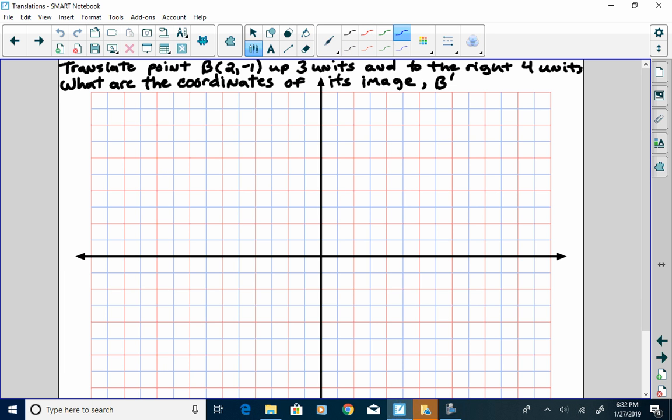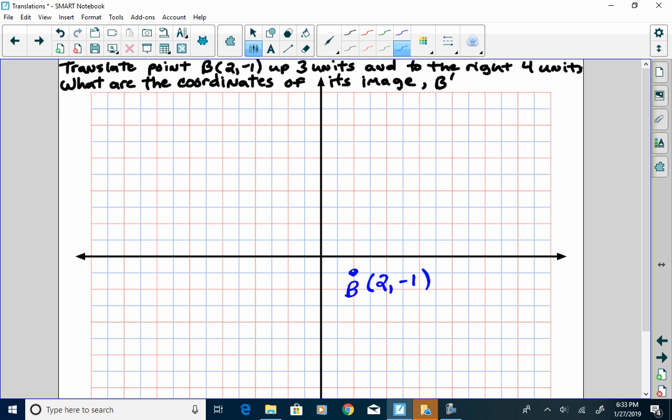It says translate point B, which is located at 2, -1, up 3 units and to the right 4 units. What are the coordinates of its image, B prime? Well, first we want to start with what's called the pre-image. The pre-image, which is point B, is located at 2, -1. So from the origin, we would go right 2, we go down 1, right? And that would be our point B, right? Which is located at 2, -1. That's what's called our pre-image.